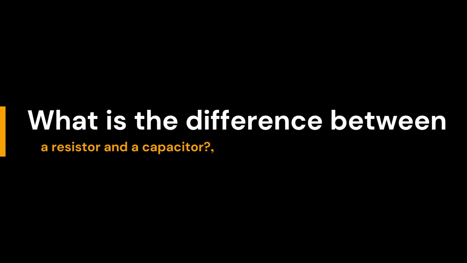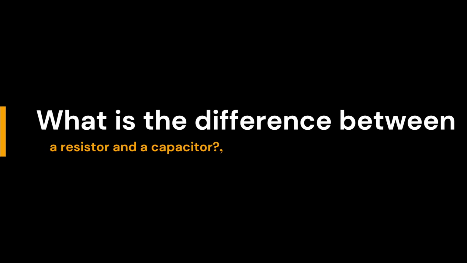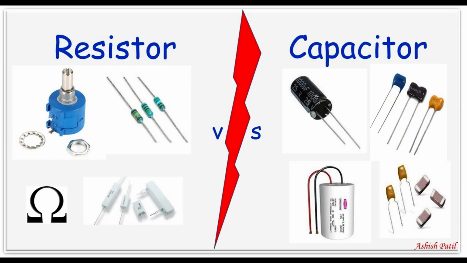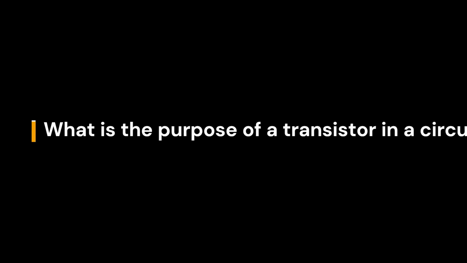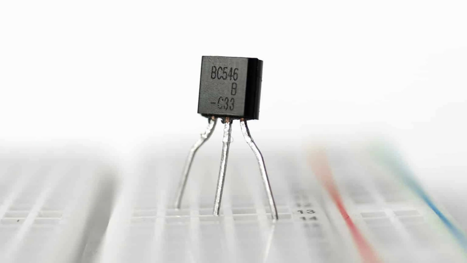What is the difference between a resistor and a capacitor? A resistor resists the flow of current, while a capacitor stores electrical energy in an electric field. What is the purpose of a transistor in a circuit? A transistor is a semiconductor device that is used to amplify or switch electronic signals.